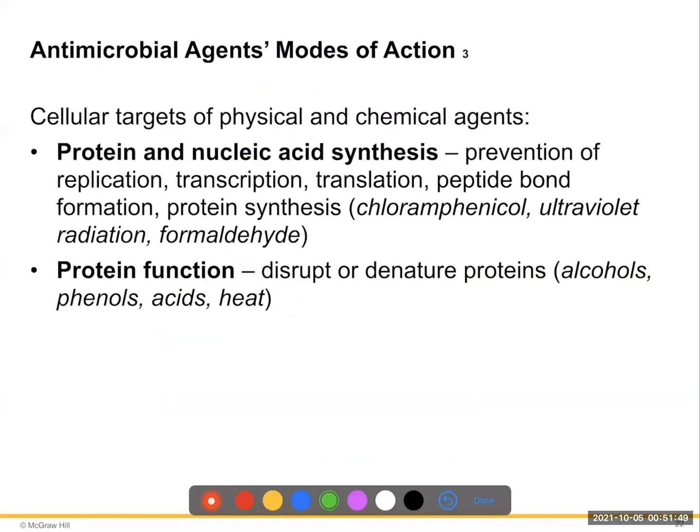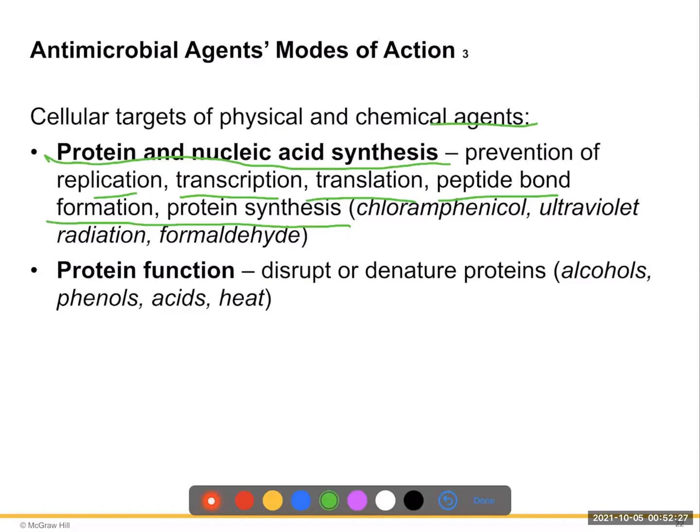Okay. So cellular targets are physical and chemical agents. Protein and nucleic acid synthesis, prevention of replication, transcription, or translation, peptide bond formation, protein synthesis, all those will cause a cell to die. If you stop it from replicating, if you stop it from taking its DNA to RNA, from RNA to the proteins, from forming peptide bonds, or from completing protein synthesis, basically you stop the cell from functioning. You can stop it with chloramphenicol, ultraviolet radiation, formaldehyde, all of which do it.